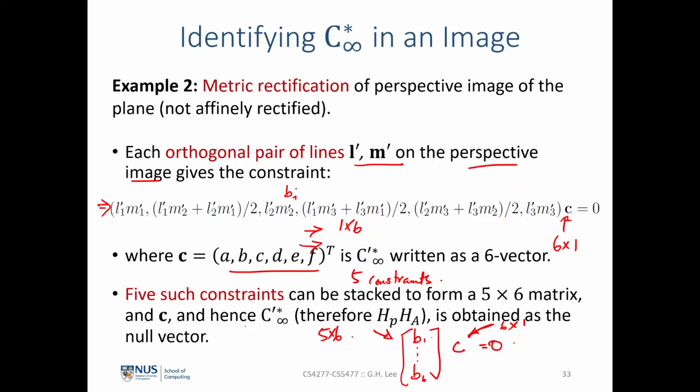And then what happens here is that this becomes our famous null space, or the homogeneous linear equation AX equals 0, which we can simply solve for C here by taking the SVD of this guy here. And so once we have solved for these 6 unknowns over here, we'll be able to decompose it and put it back into this equation here.